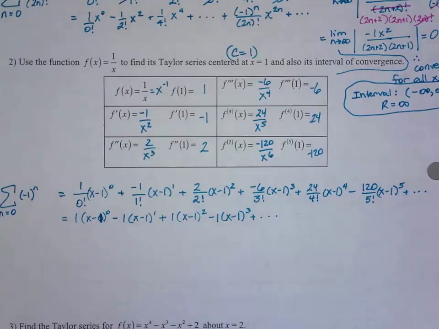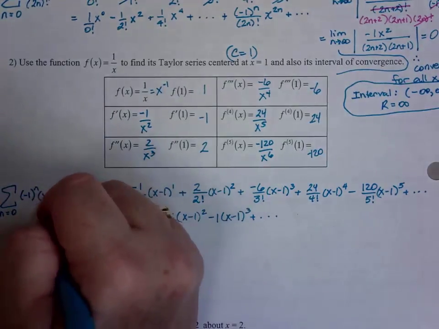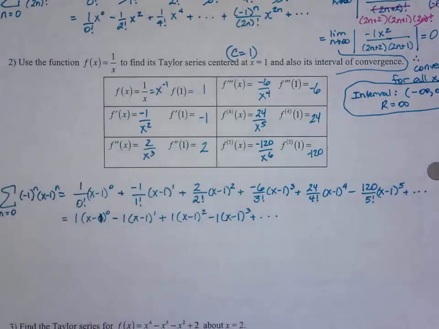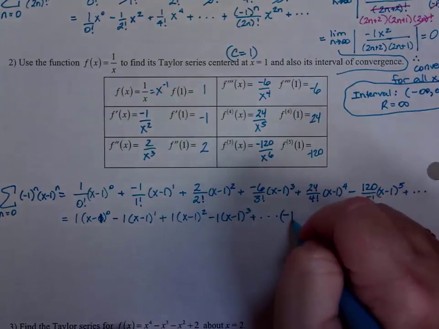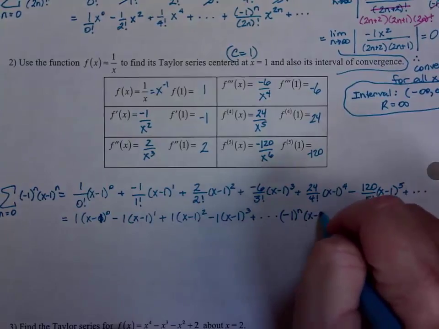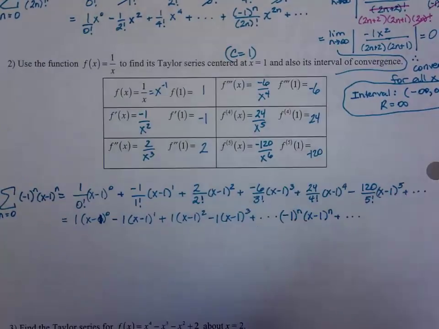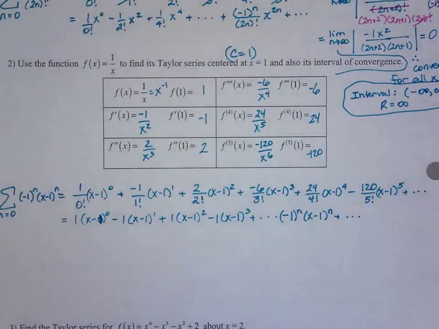What is the rest of my series going to be? x minus 1 to the n. Exactly. There it is. I built it. So come over here and put it on the end of what you just did. -1 to the n, x minus 1 to the n plus ... And we have now built our series. Does everybody see that?